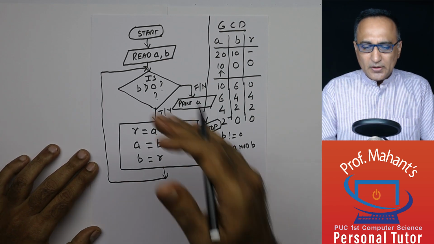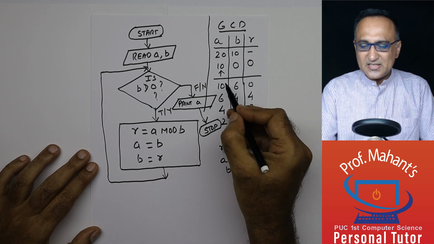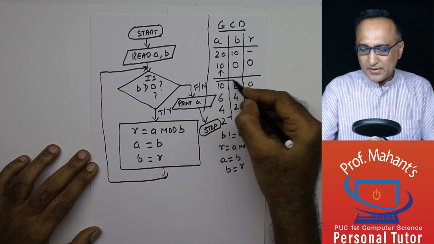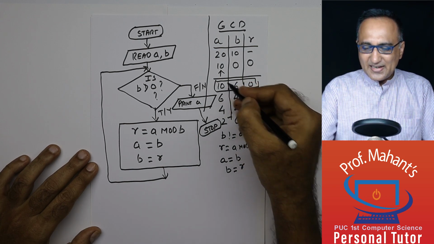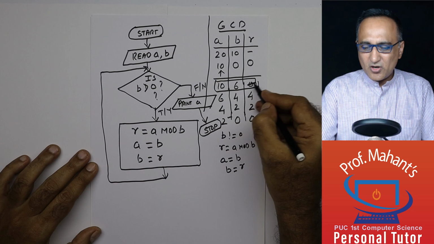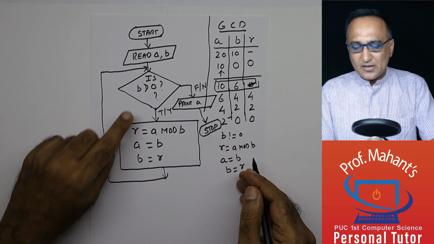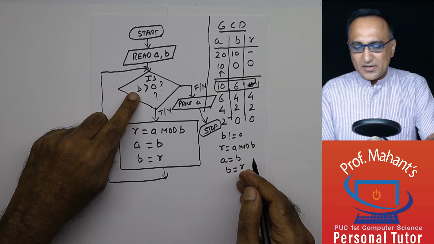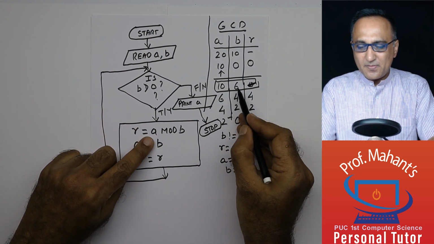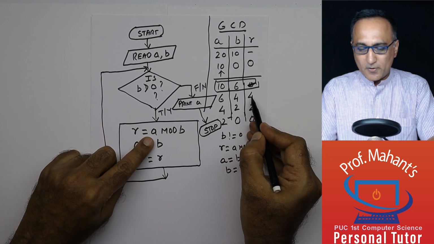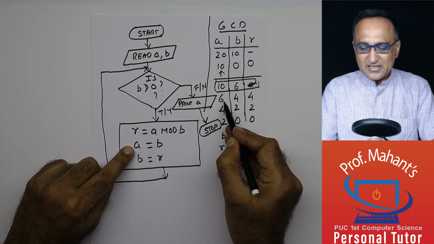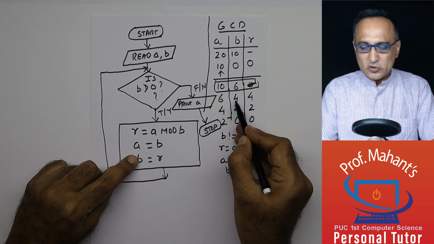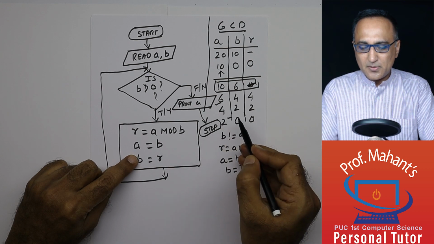So let's first run through this using the numbers 10 and 6. In this case, A is 10, B is 6 and the remainder is 0, or I don't care what the value is. B is greater than 0, yes. The remainder is 10 divided by 6, which is 4. Then the next step, the value of B is given to A. So A becomes 6 and B takes the value of remainder, which is 4. So this step is done processing.